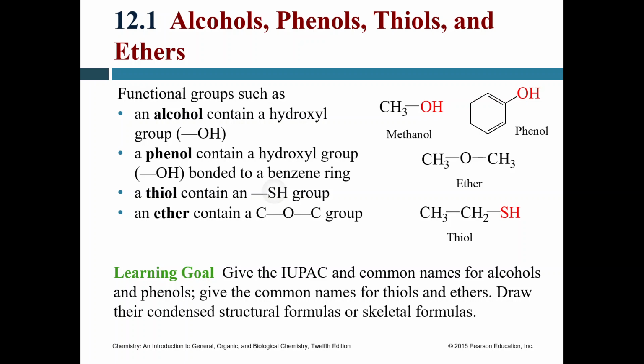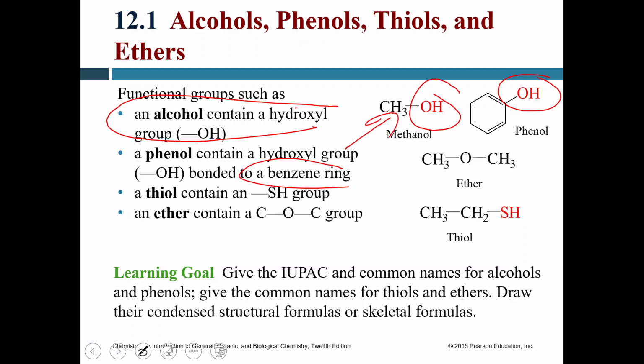In today's lecture, we're going to talk about different organic compounds that contain oxygen: alcohols, phenols, thiols, and ethers. So alcohol contains a hydroxyl group, illustrated here and here. Phenol is different from a regular alcohol because the hydroxyl group is bound to a benzene ring instead of an alkyl chain. A thiol contains the sulfhydryl group, SH, and the ether contains the group that is oxygen between two carbon atoms.